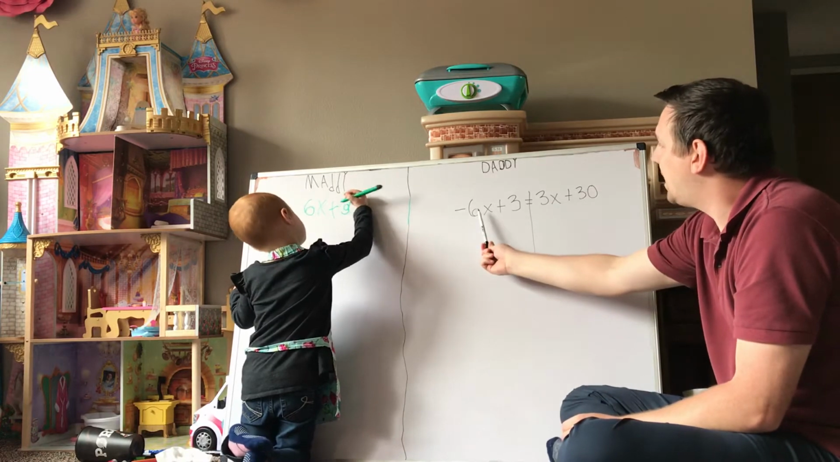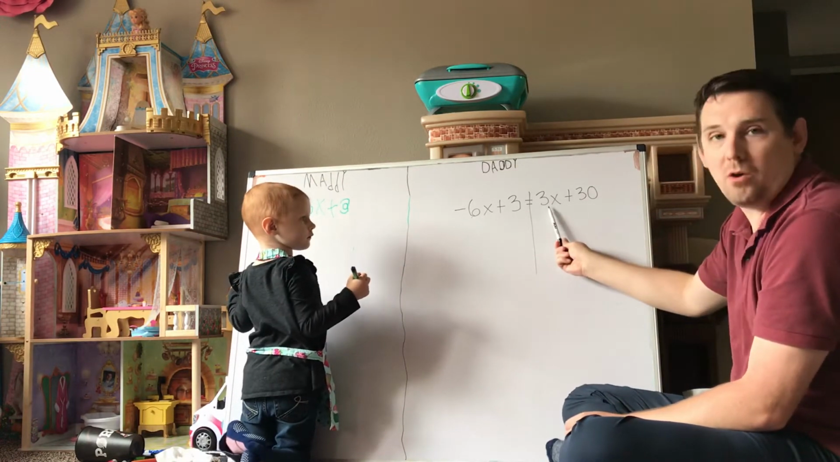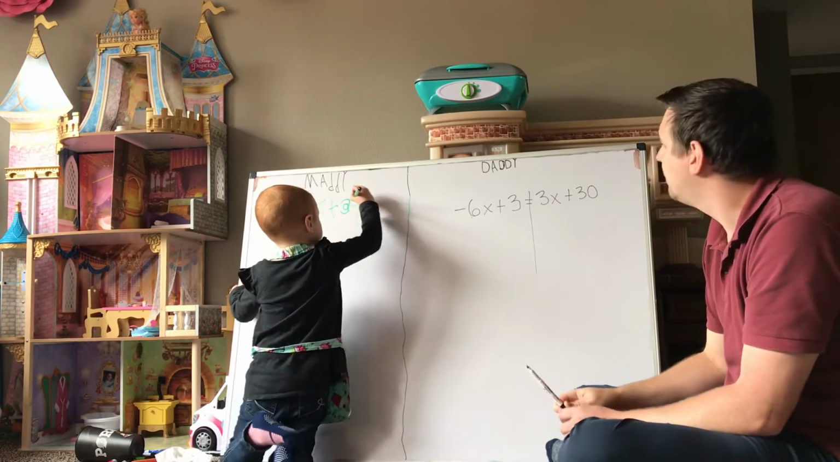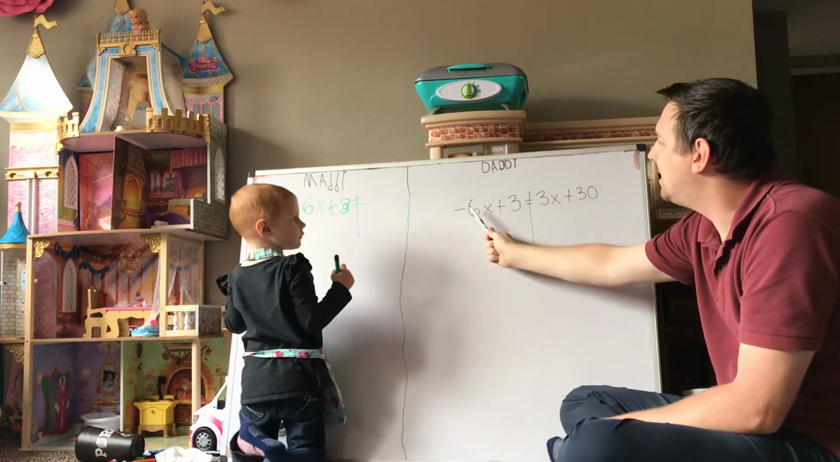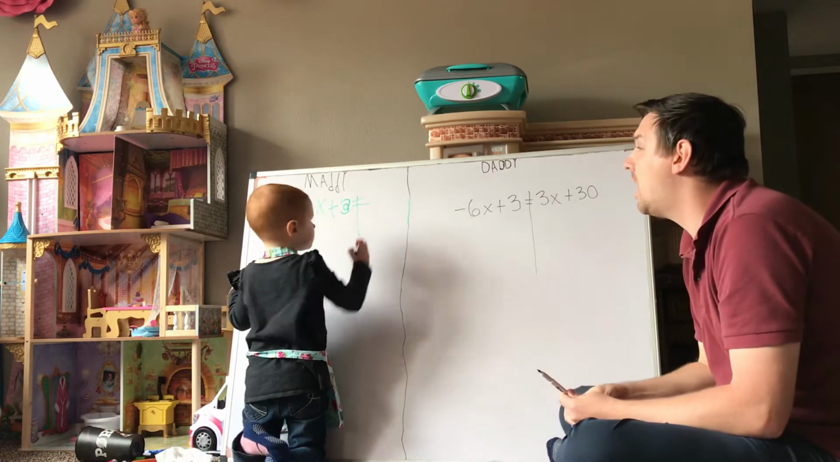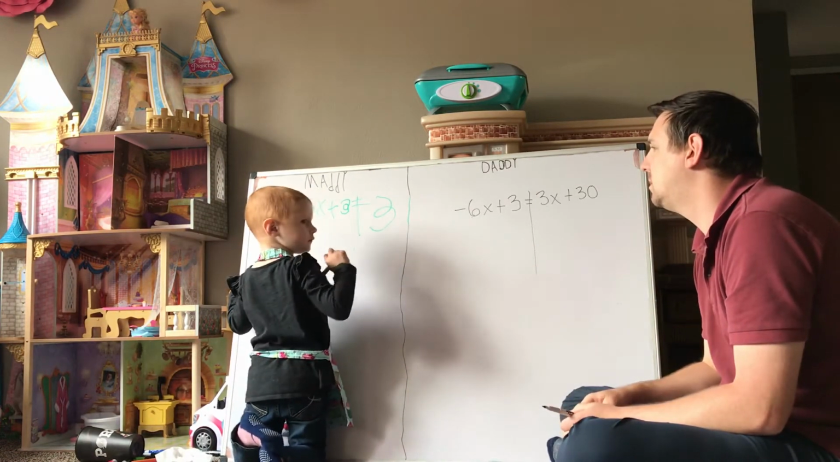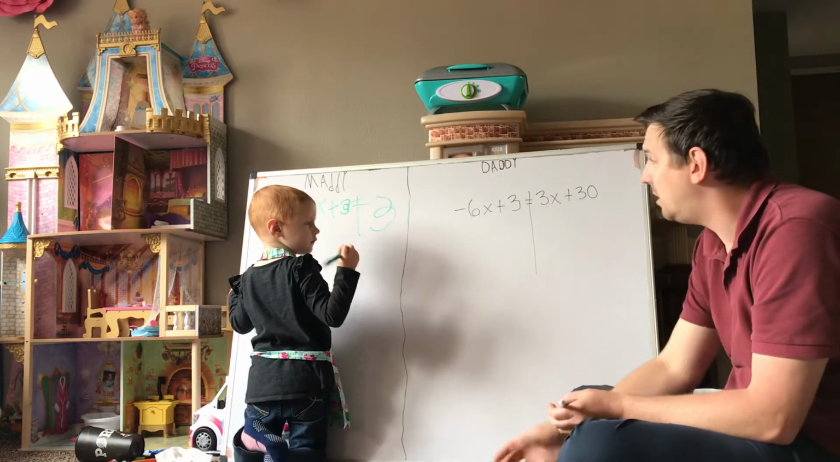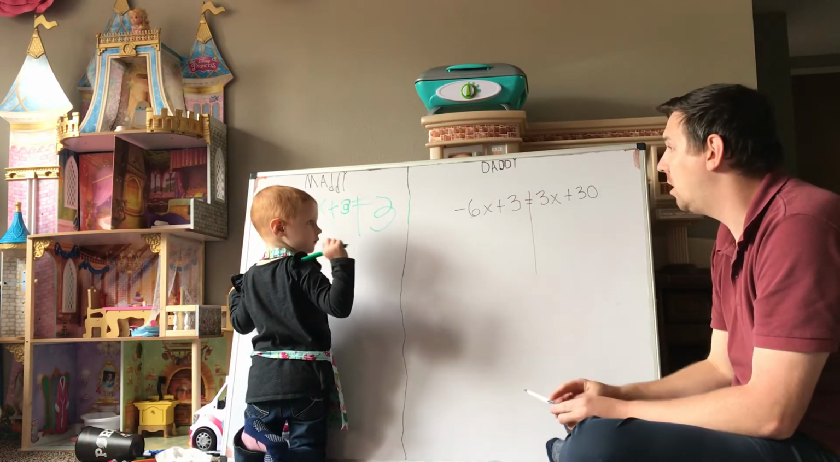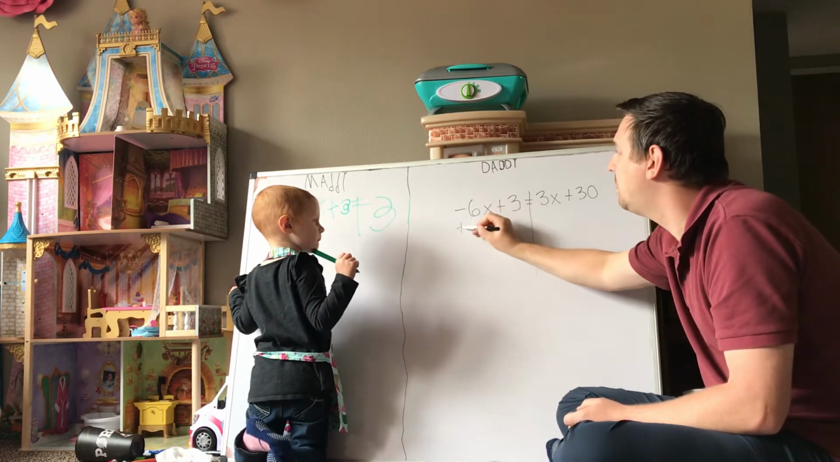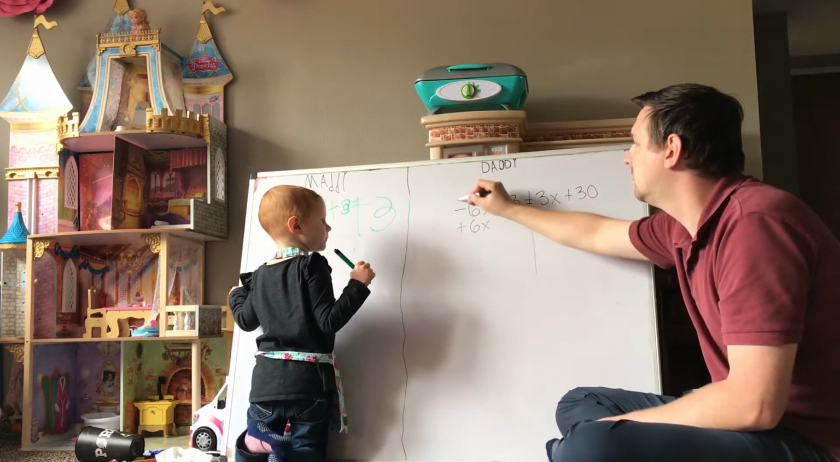I can move this one over here, or I could move this one over here. It doesn't matter as long as you move it correctly. So if I move minus 6 x's, Maddie, what's the opposite of minus 6? What's the opposite of going down? Going up. So the opposite of minus 6x would be plus 6x.